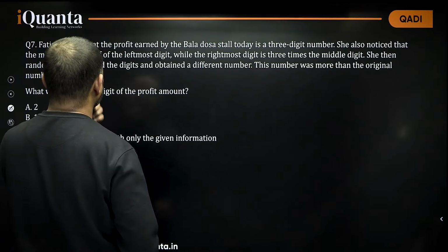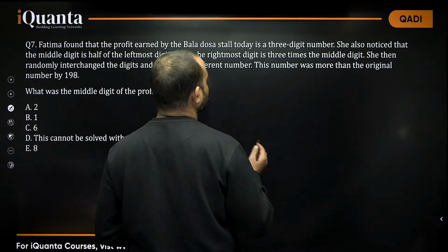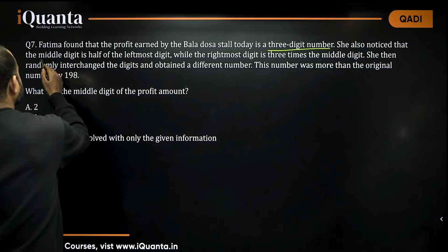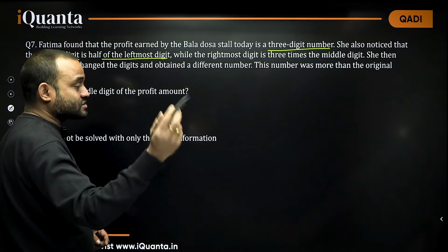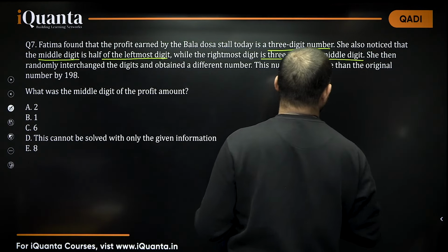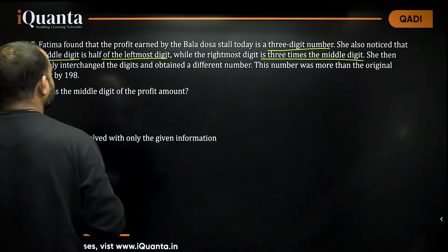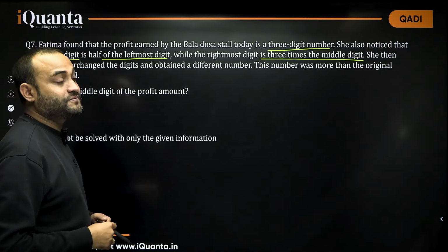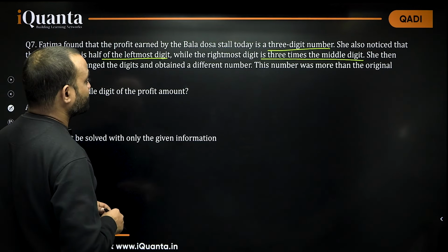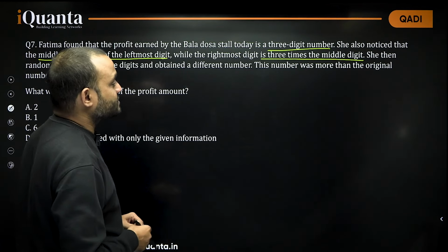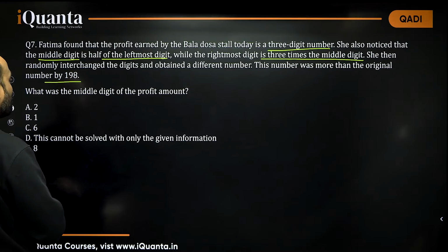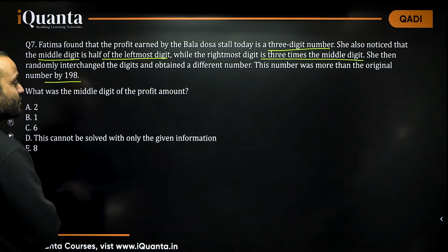Fatima found that the profit earned by Bala Dosa stall today is a 3-digit number. She also noticed that the middle digit is half of the leftmost digit, while the rightmost digit is 3 times the middle digit. She then randomly interchanged the digits and obtained a different number. This number was more than the original number by 198. What was the middle digit of the profit amount?